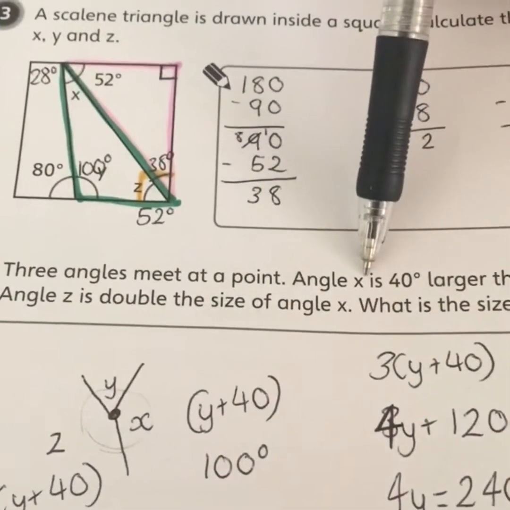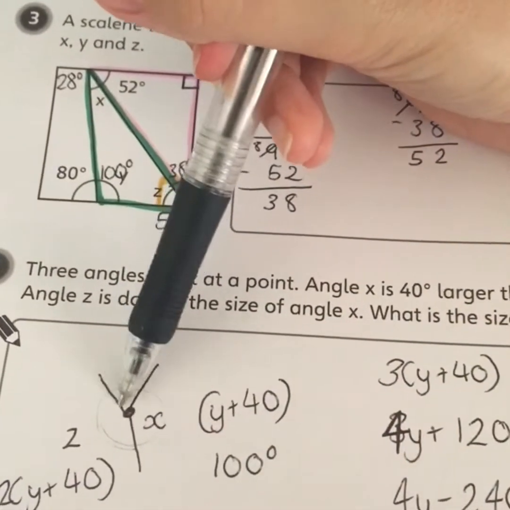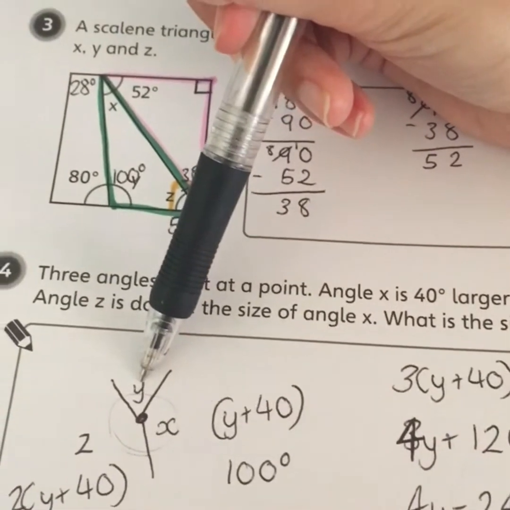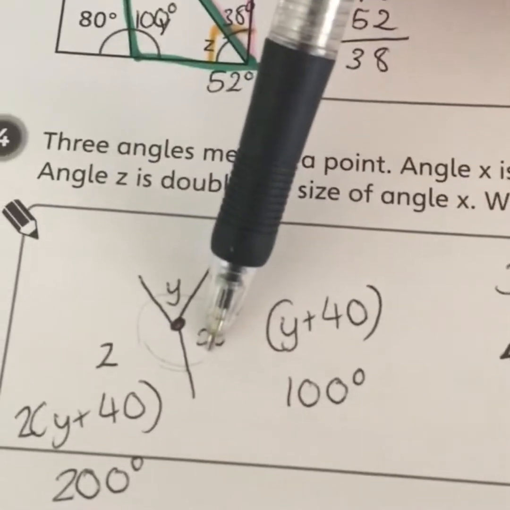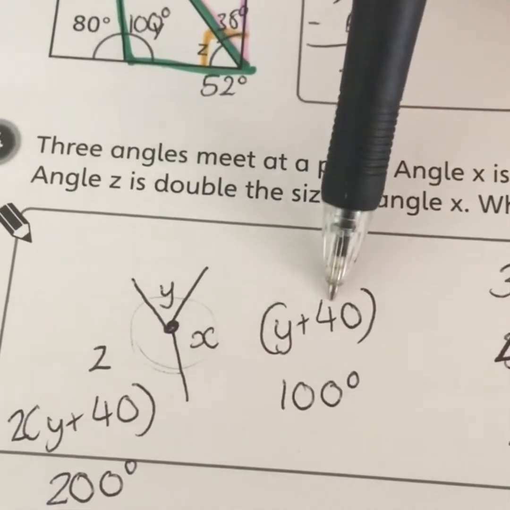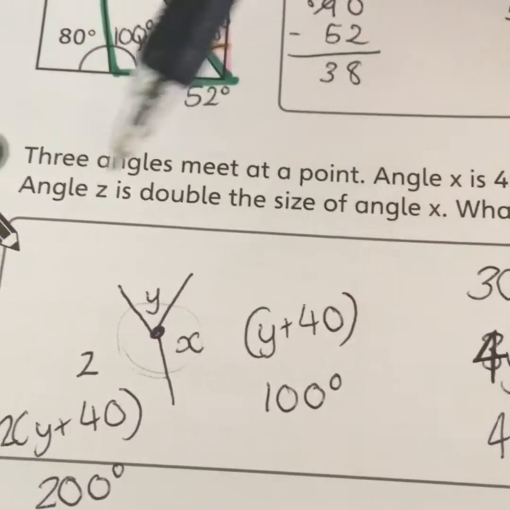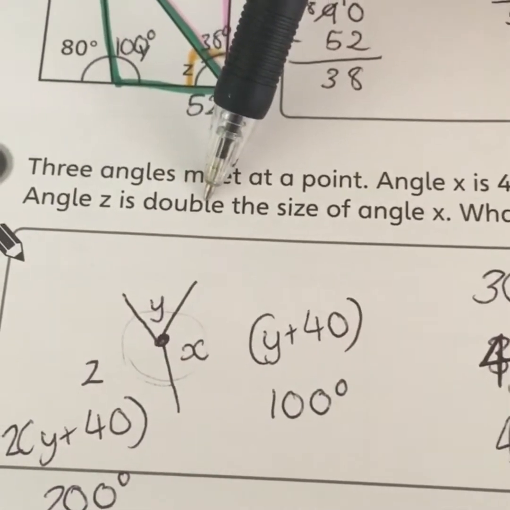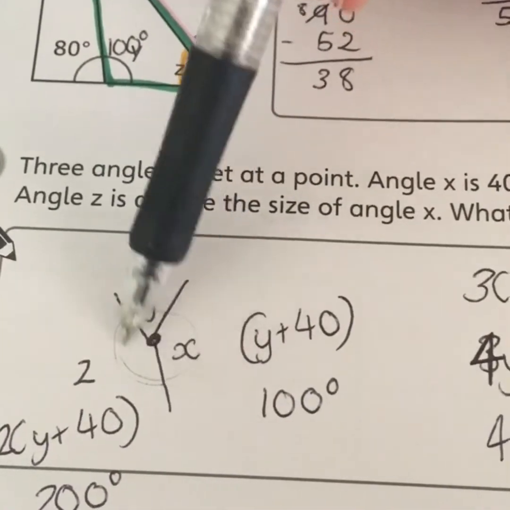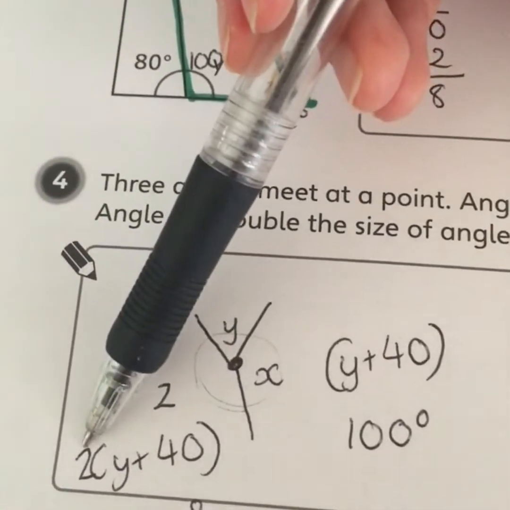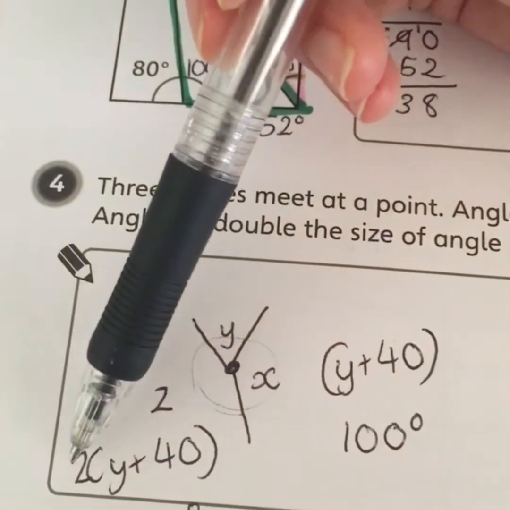We've got angle X, which is 40 degrees larger than angle Y. Okay then, so I know that angle Y is my smallest one, and I've called it Y. And I know that angle X is 40 degrees bigger, so I've called it Y plus 40, because it's the same as Y, but plus 40 degrees. Then I know that angle Z is double the size of angle X. Okay then, so angle Z is the biggest angle. And I've written this as 2 lots of Y plus 40, because remember, when you've got a number outside the brackets, it means 2 times.